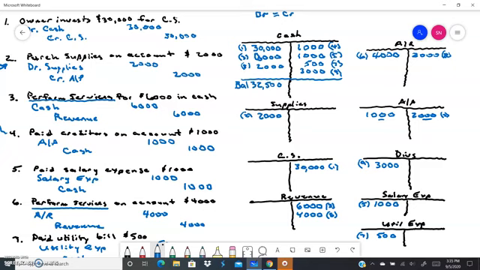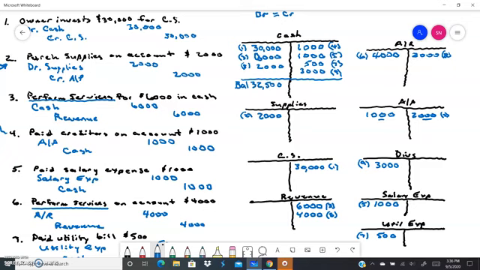And for assets, the normal balance would be a debit. For liabilities, the normal balance would be a credit. And then obviously for common stock, the balance is always going to be a credit. For dividends, it's always going to be a debit. For revenues, it's always going to be a credit. And for expenses, it's always going to be a debit, okay, like we talked about before.